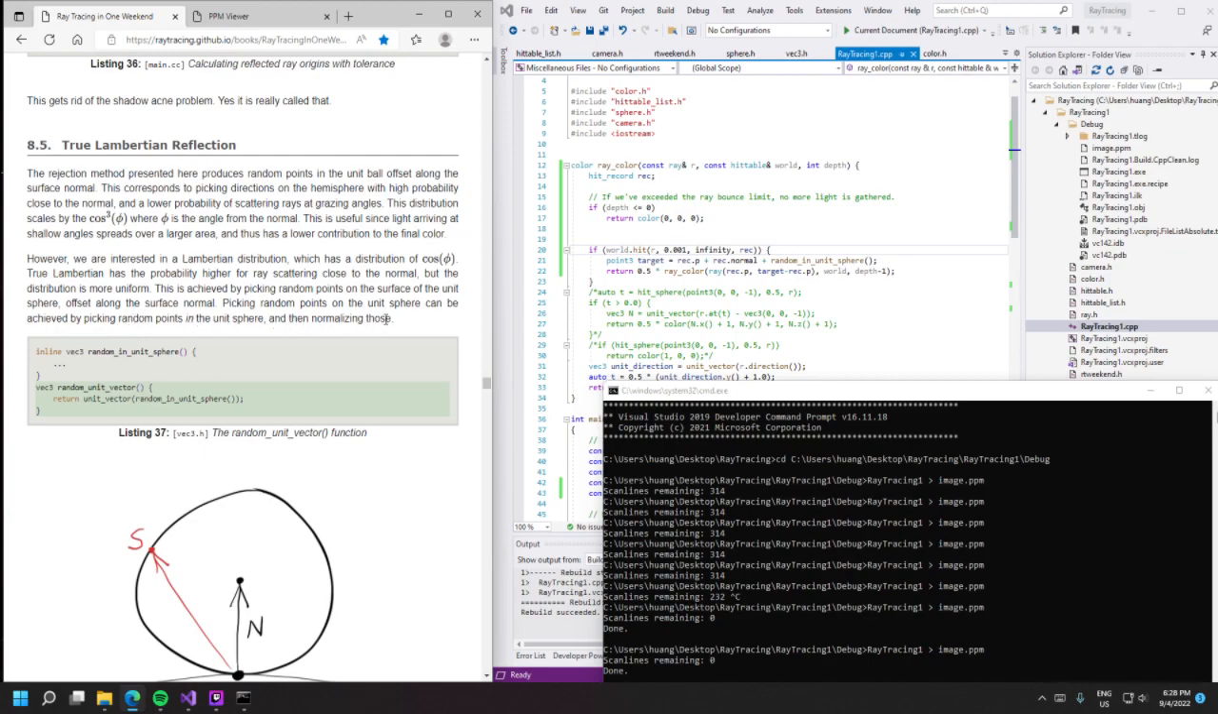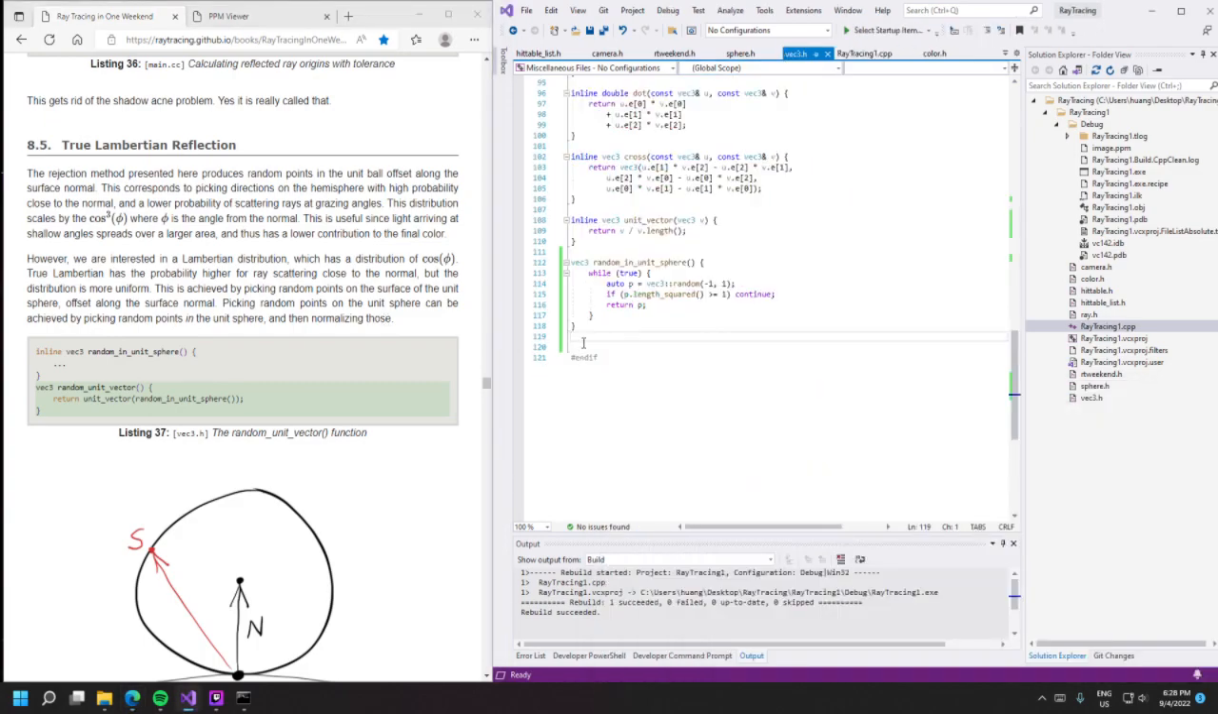normalizing those. Okay, this is where I get kind of lost. I don't think I understand it that well, but let's continue. I just don't know what this Lambertian distribution is.